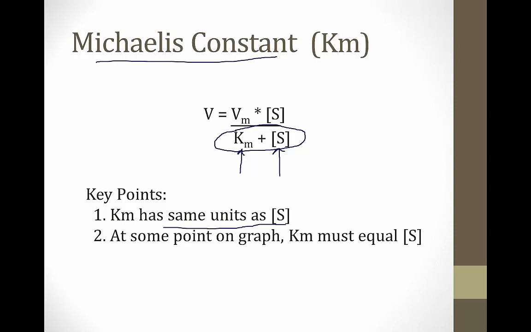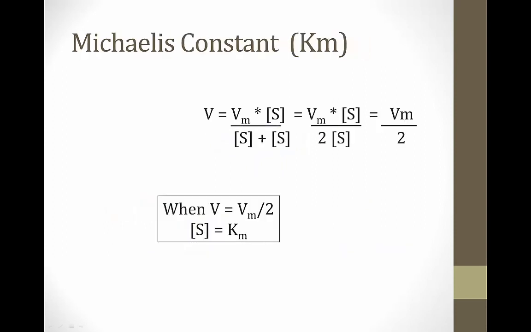So if we accept that Km has the same units as S, then we should also be able to accept that at some point on the graph, Km must be equal to S. And that's what we want to find, that point on the graph, so we can identify Km. So in order to figure out where that point is on the graph, let's just change Km to S. That's what I've done right here.